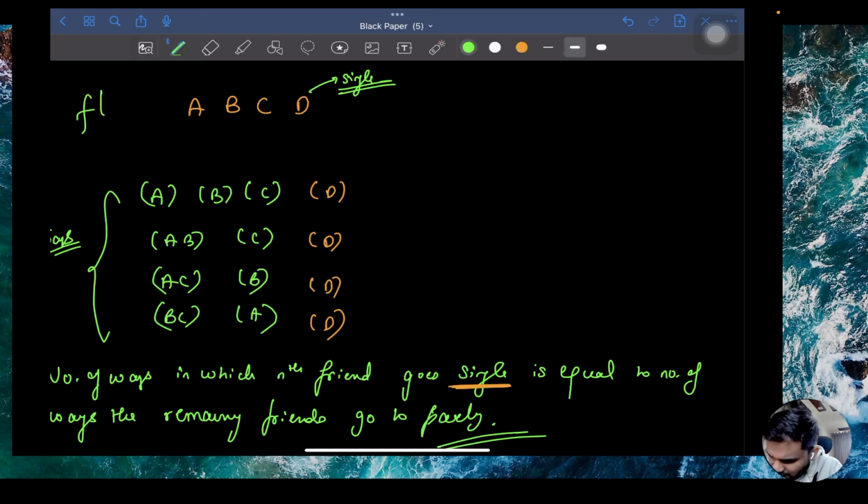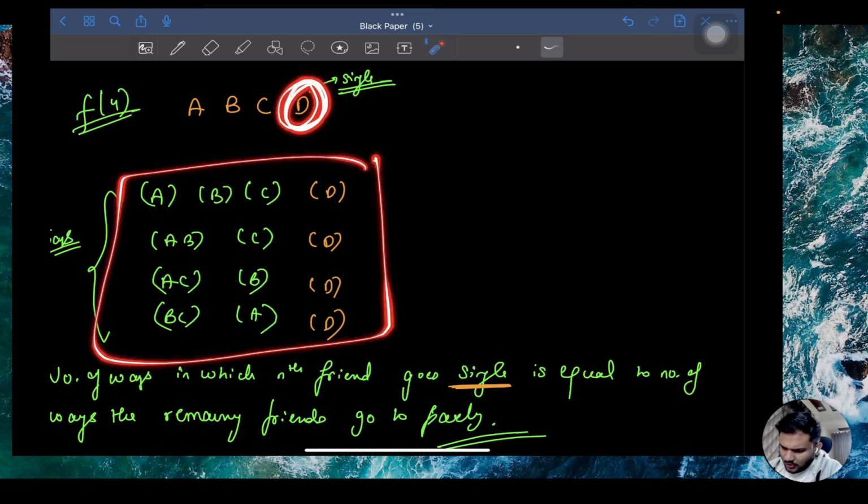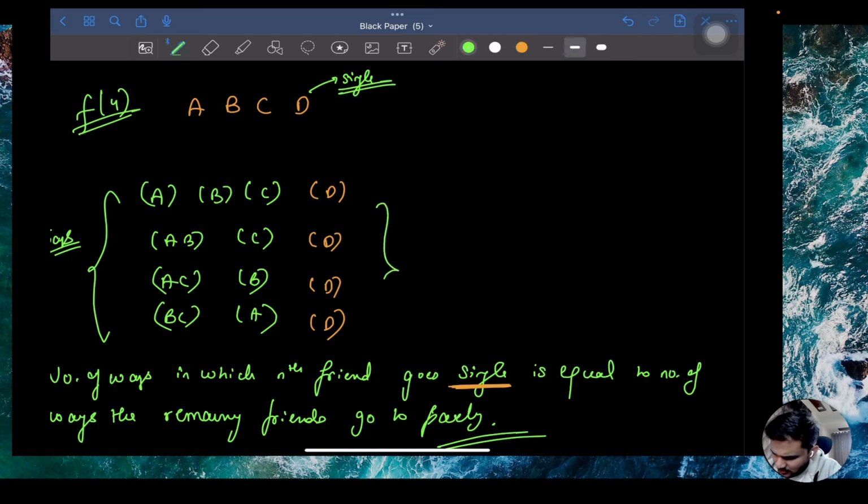So I wanted to calculate f of 4, right? Now I decided D goes single. When D goes single, the total number of ways is going to be equal to f of 3. This is what? f of 3, right? That is f of n minus 1. Can I say that? So we have deciphered the fact that if the last friend, the nth friend, goes single, in how many ways all of them go to the party.